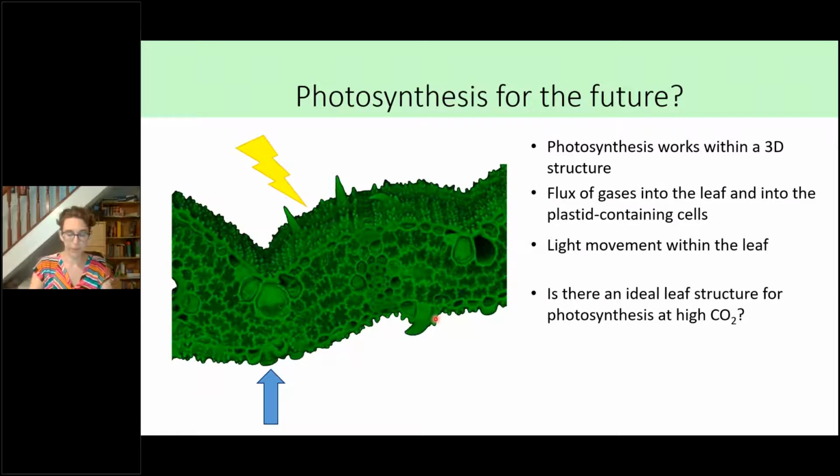We're hoping to find out if there are changes that can be made to this structure, which can make photosynthesis more effective in the future high CO2 conditions. When we're looking at this sort of structure and we want to understand it, the first thing that we really need to do is measure, and measure lots of different things.